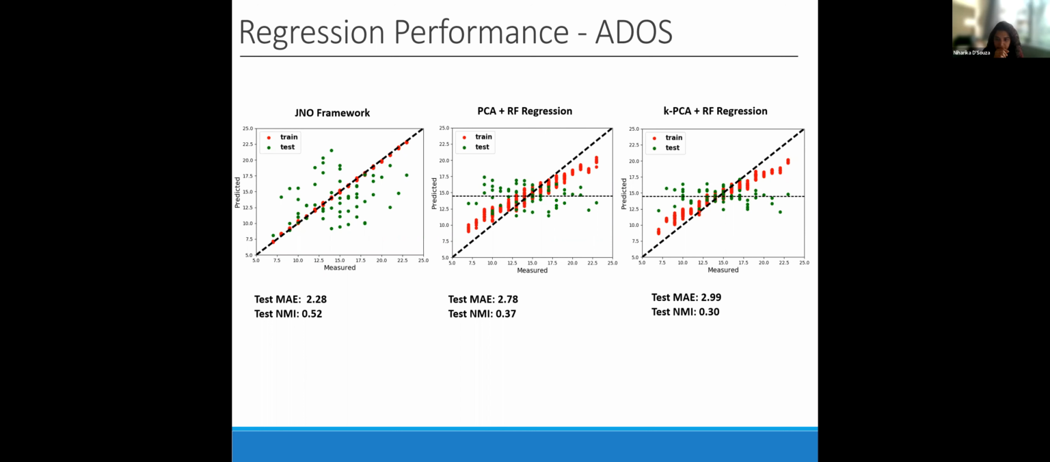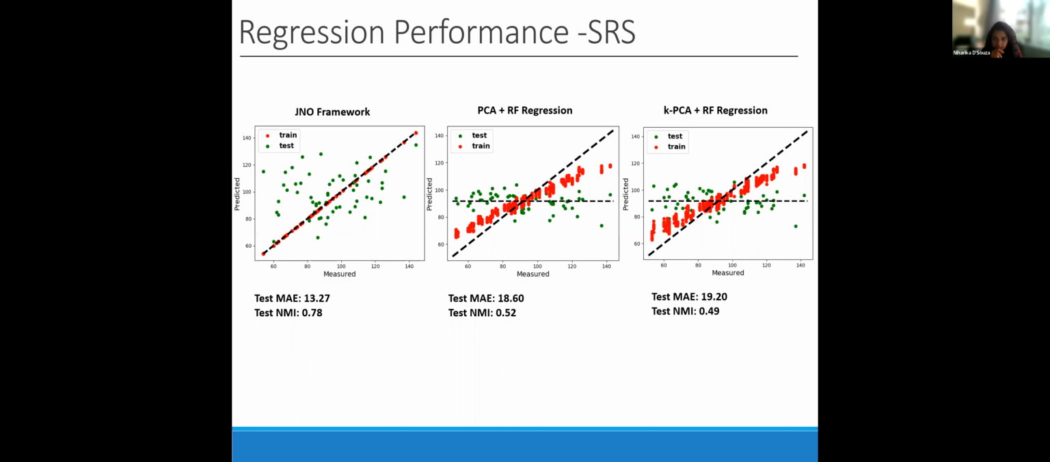For the training data, all of the models fit pretty well. However, when it comes to unseen data, the baselines fail to generalize. In fact, they are not able to detect differences between patients and typically concentrate around the mean. Unlike this, our method is better at capturing trends in unseen patients, and this is also quantified by the differences in median absolute error and mutual information.